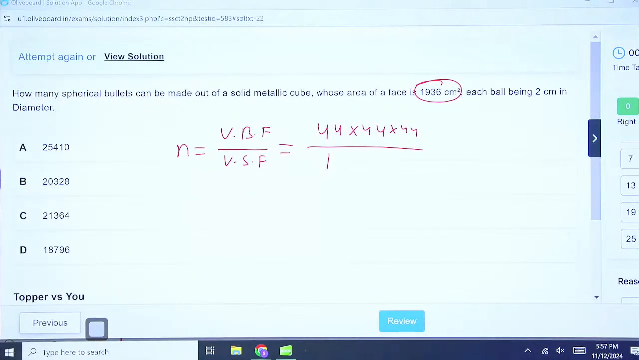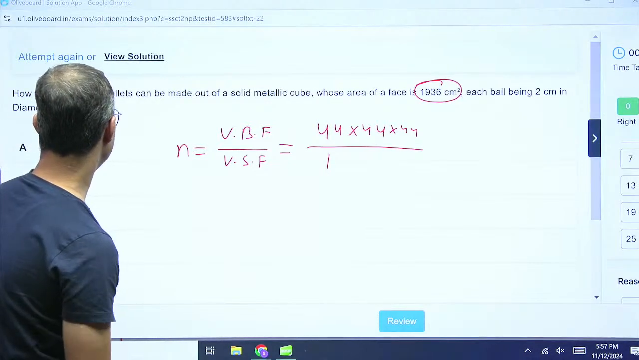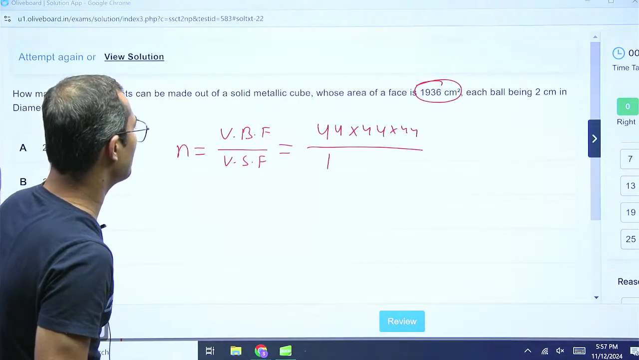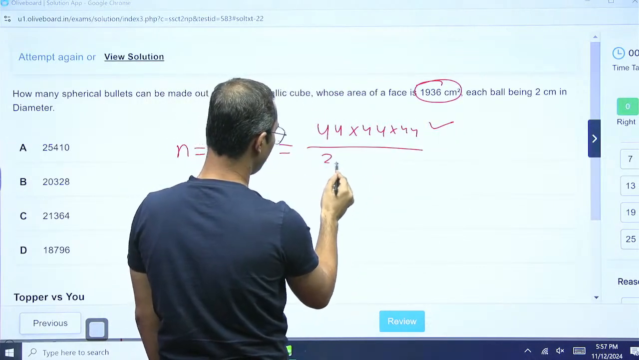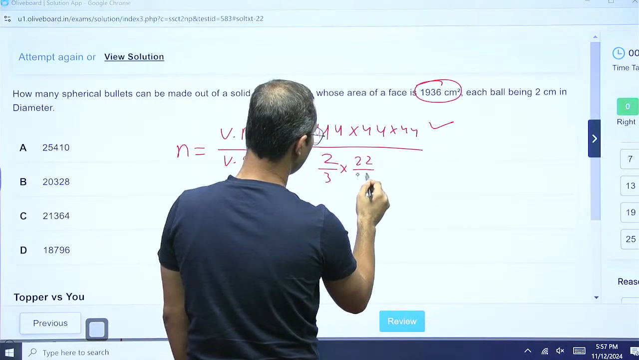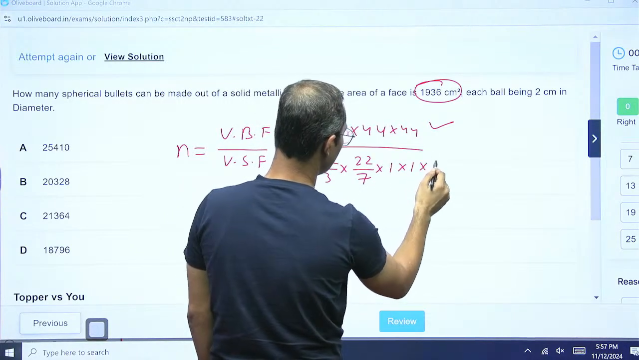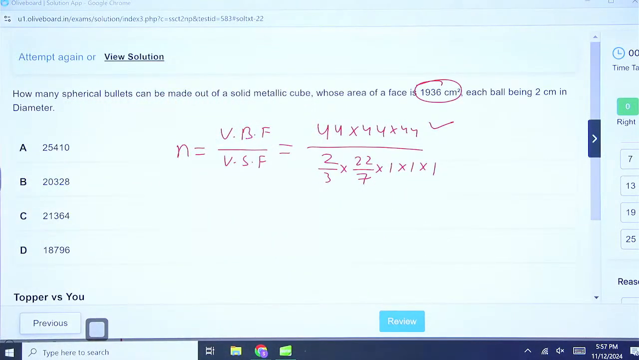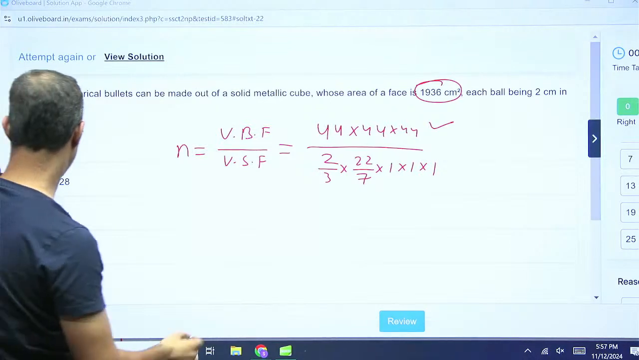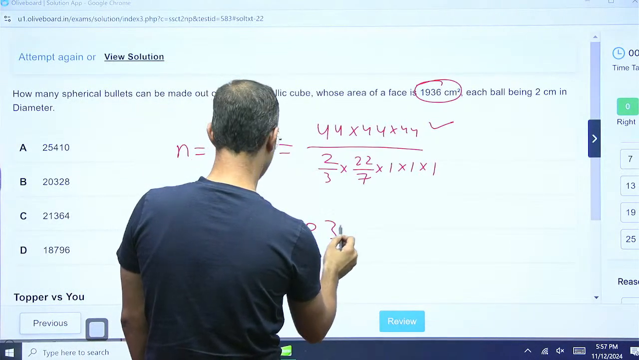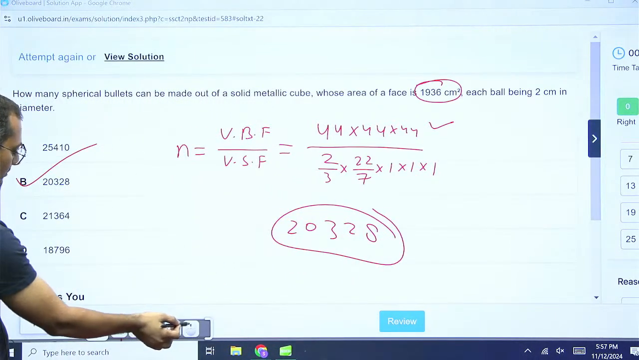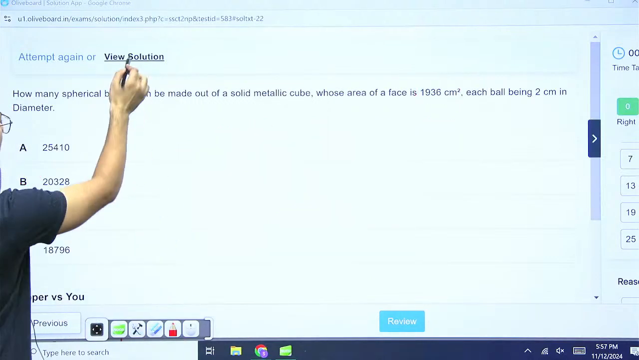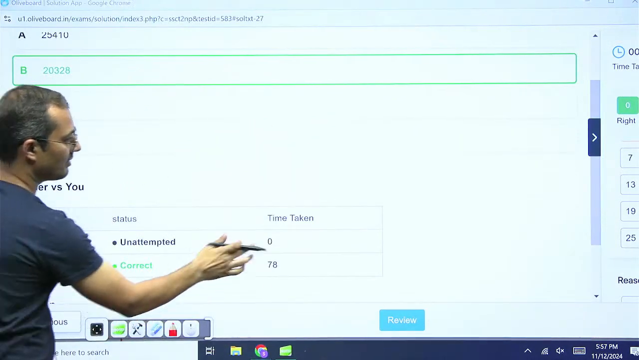So we can say that how many solid metallic cubes? So metallic cube volume is, so 2 by 3 into pi cube, 1 into 1 into 1. Just solve this. So you will get how much? You will get probably 203328. So B part is the right answer. Yes, B part is the right answer.